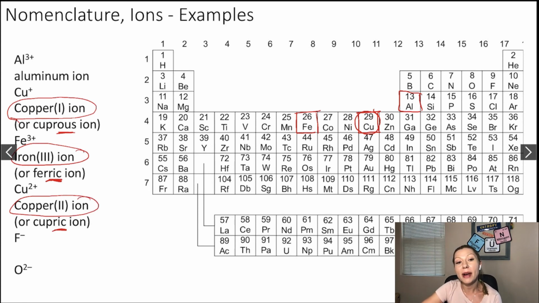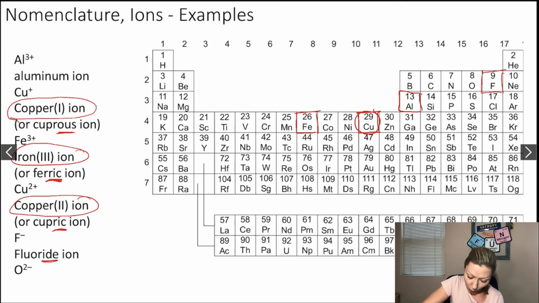Okay, what about the F- ion? Is it still a cation or is it an anion? It is an anion, right? Where is it in the periodic table? It is number 9. So, because it is an anion, we have to add the ending "ide" to the name of the element. This is going to be a fluoride ion, okay? There is the "ide" ending.